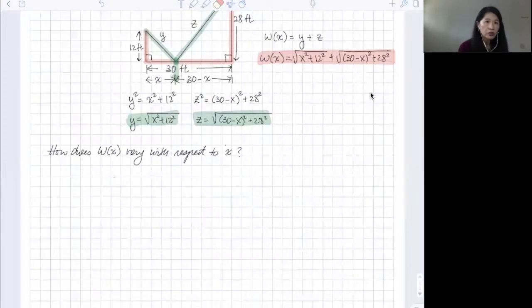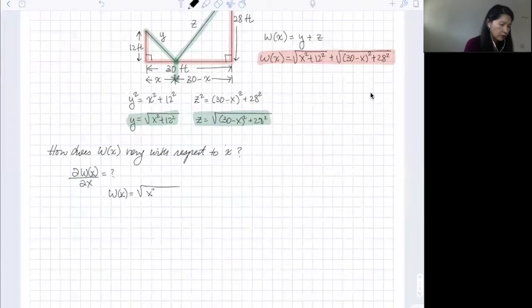We would like to ask the question, how does the length of the wire W vary with respect to X? In calculus, we take the derivative, which allows us to investigate the changes in W(x) with respect to changes in x. So let's rewrite our equation. W(x) is equal to the square root of x squared plus 12 squared, plus the square root of (30 minus x) squared plus 28 squared. Now we want to take the derivative of this function with respect to x.